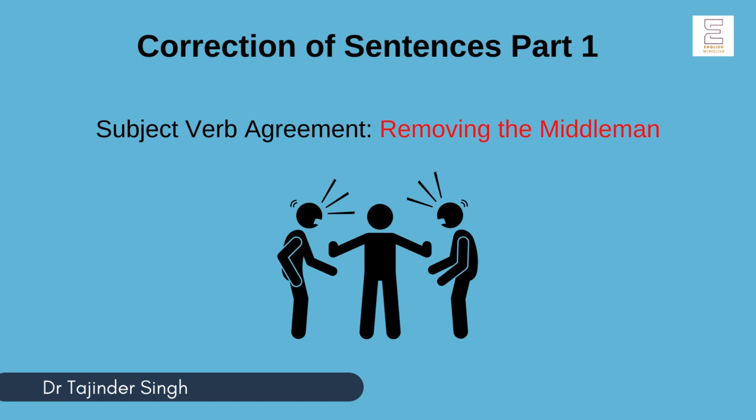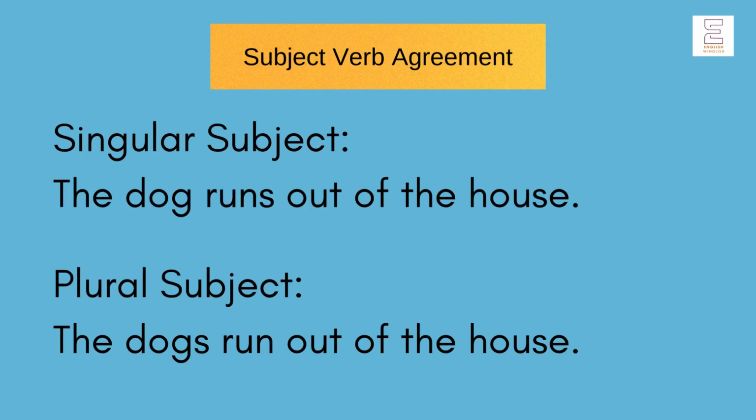Correction of sentences, part 1. Subject-verb agreement. Removing the middleman. Let's see what is subject-verb agreement.